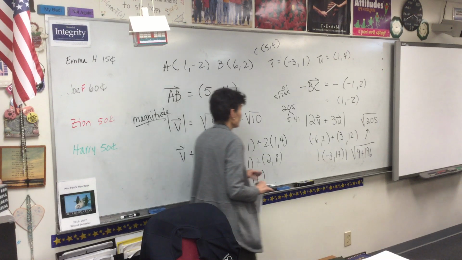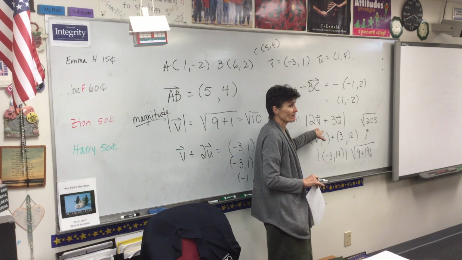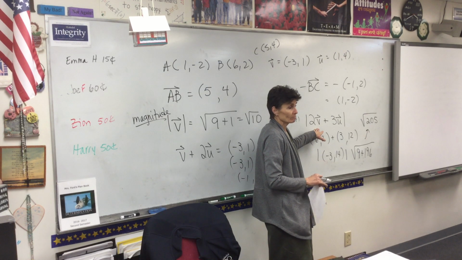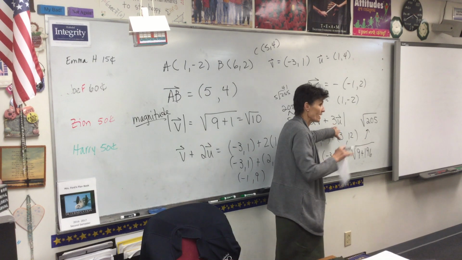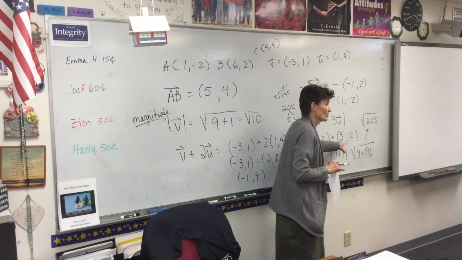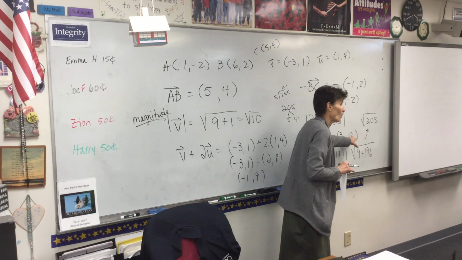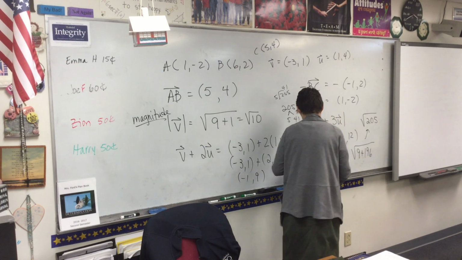All right, let's back up. Lots of work on that problem. How do we take 2 times the vector? Just do it. 2 times each number. And 3 times each number. Add them up. It's adding like terms. It's add the x's, add the y's. Okay? And then find the magnitude.